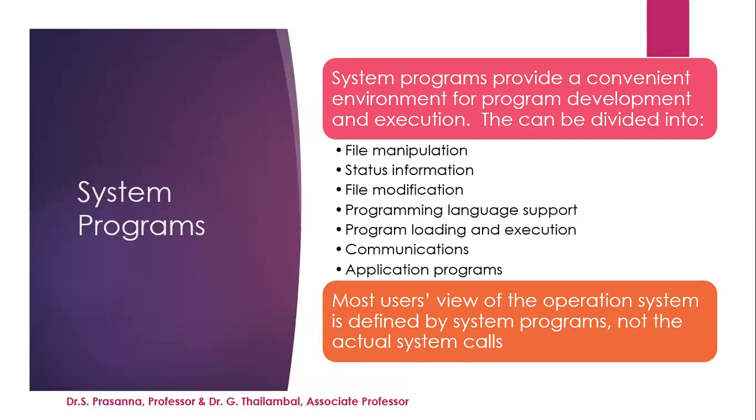What is a system program? A system program provides a convenient environment for program development and execution. It can be divided into file manipulation, where file creation, execution, deletion, everything happens as a system program. Status information: any information you pass will be taken as a system program. System programs are in zeros and ones, that is, machine understandable language. And file modification: whatever you do in the files, those values will also be modified by a system program only.